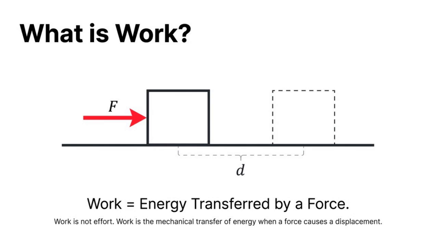Let's start by understanding what work means in a physical sense. Work happens when a force causes an object to move over a distance. In this example, you can see a force pushing a box, which then moves along the floor. The important part is that energy is being transferred through that force to move the object.